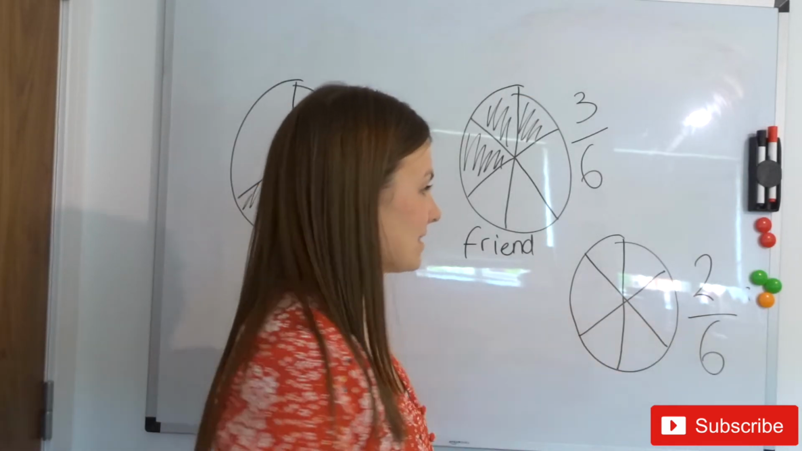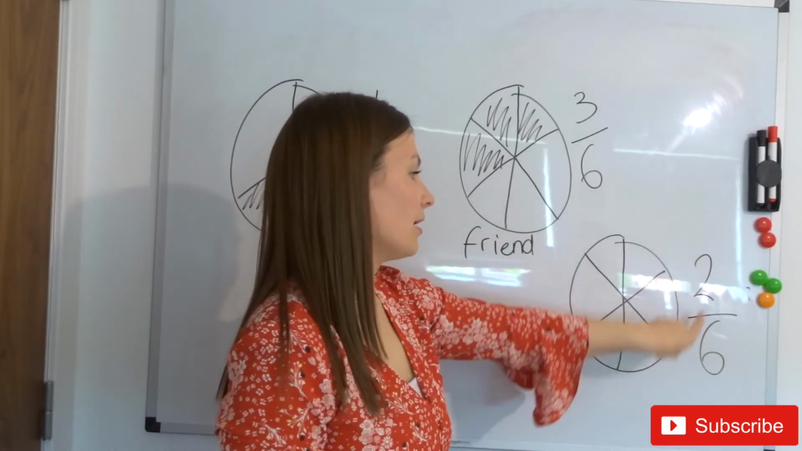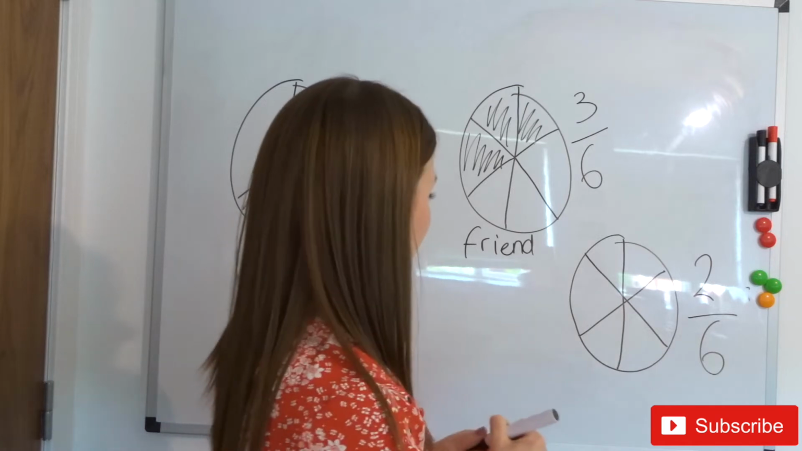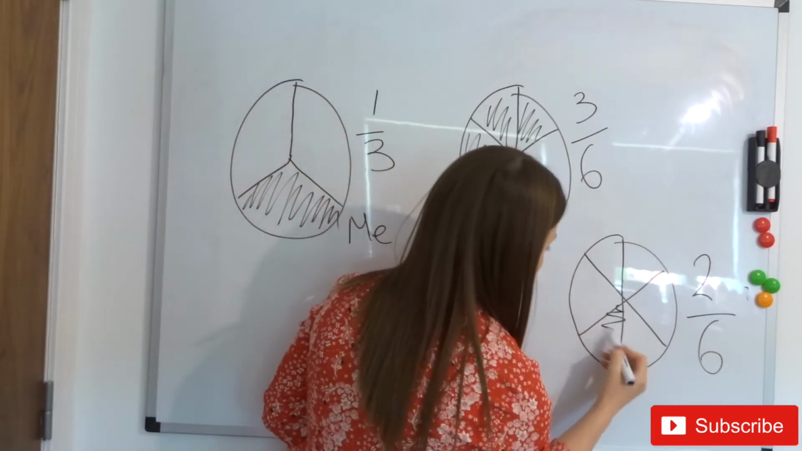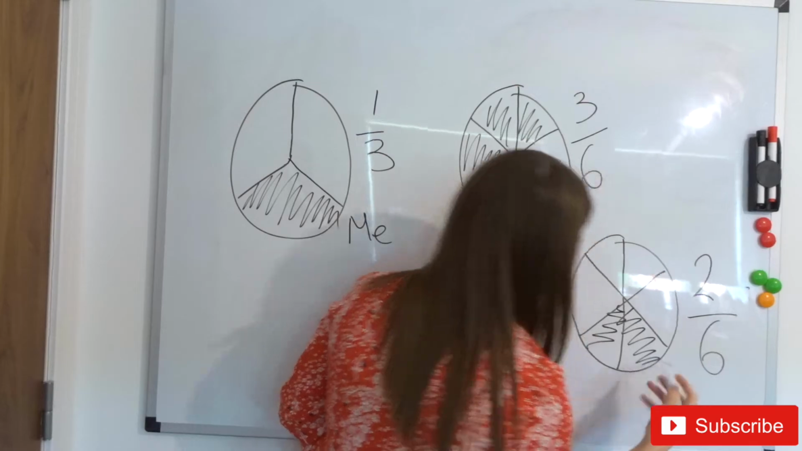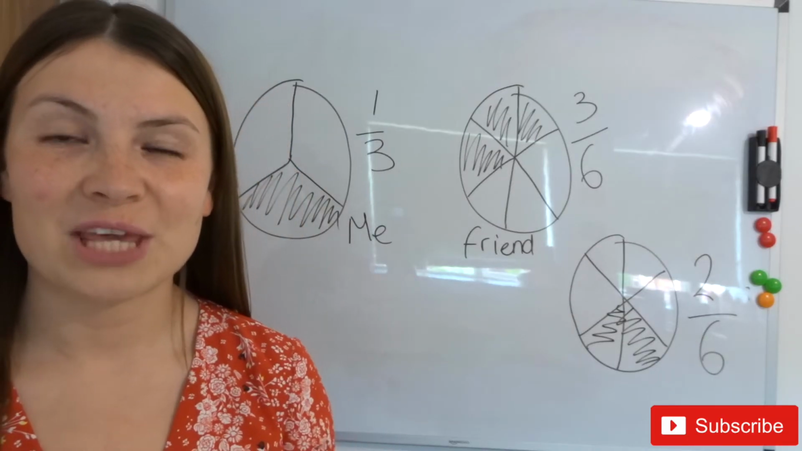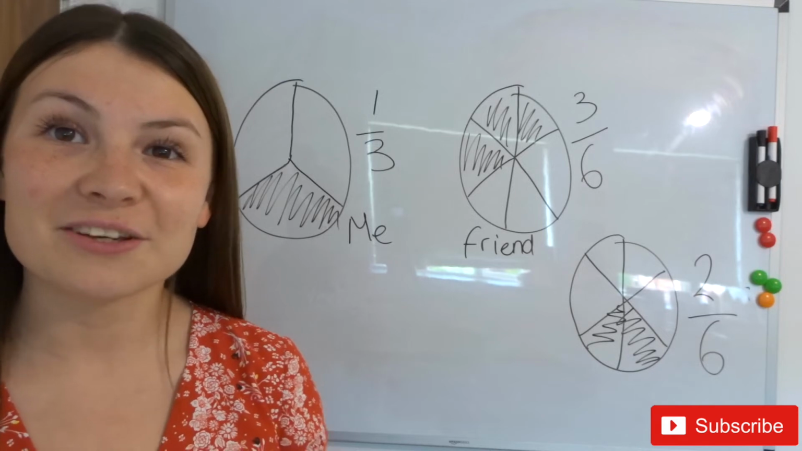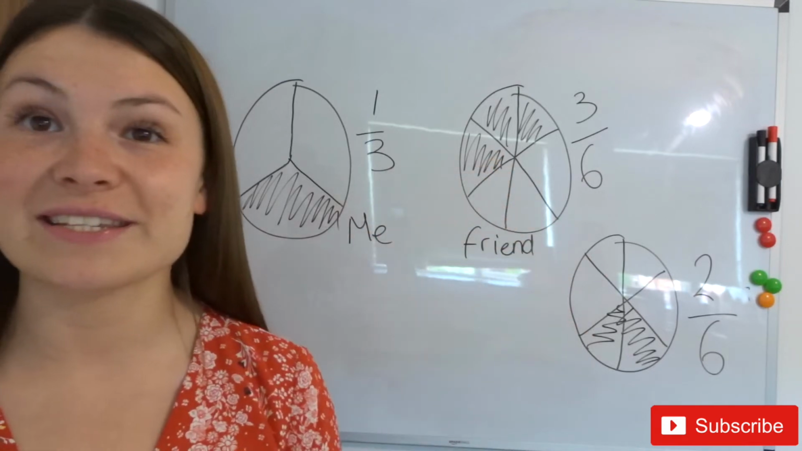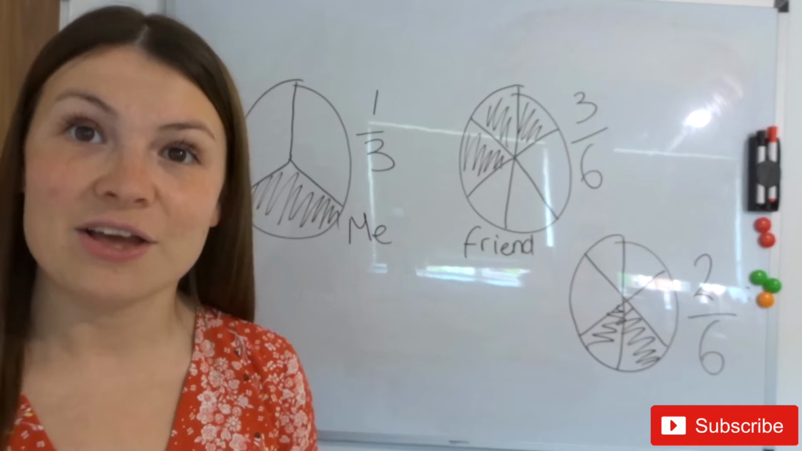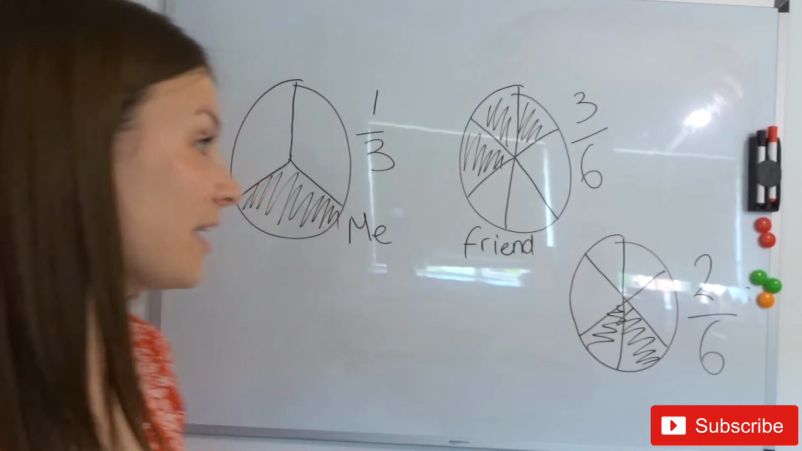Now moving on to my sister. My sister's only eaten 2 parts of her 6 pieces. So I'm going to cut. First question, who has eaten the most? Who's eaten the most? Good, my friend has eaten the most because she has eaten half of her pizza. So half of her pizza's gone.